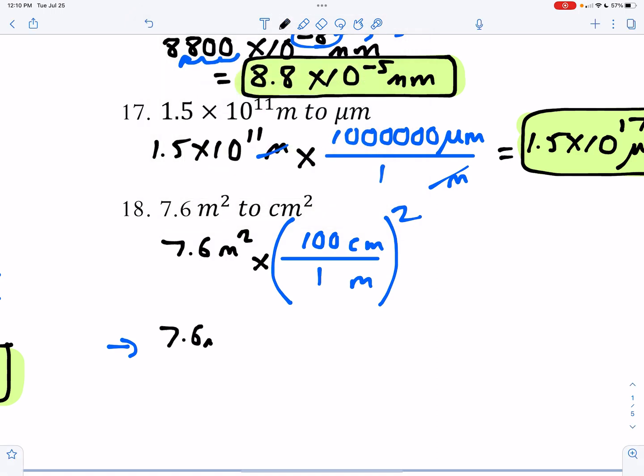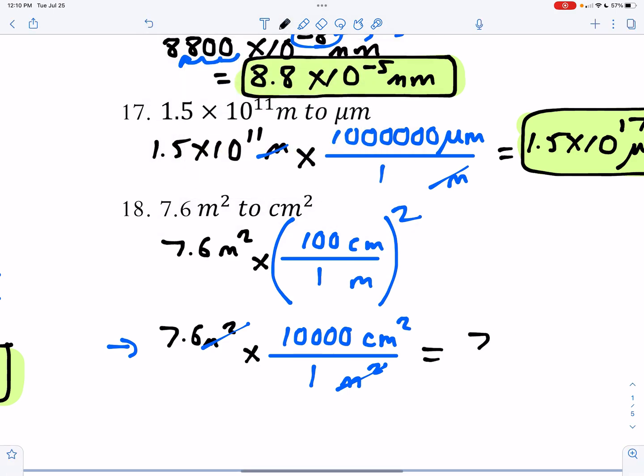So we have 7.6 square meters times, what you're really doing, ladies and gentlemen, is you're multiplying by the square of 100, which is 10,000 square centimeters in 1 square meter. That cancels, and you're really multiplying 7.6 times 10,000, which is 76,000 square centimeters.